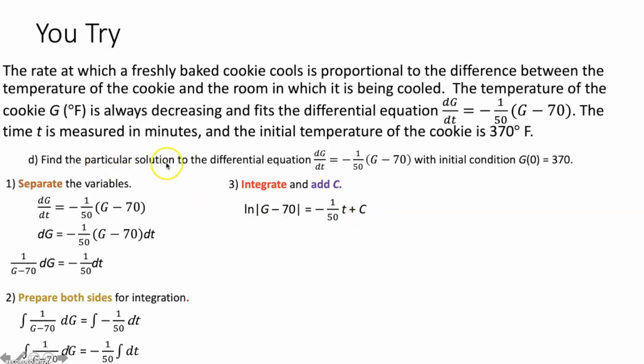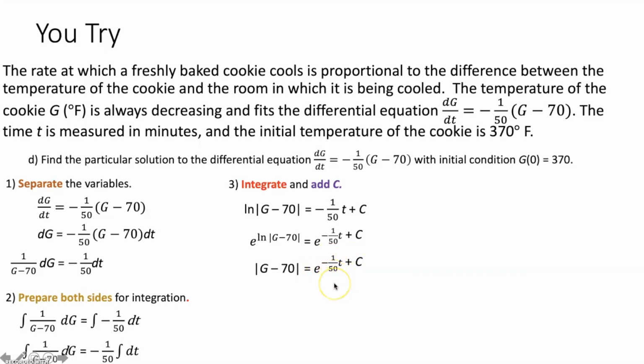Now, we want to find the particular solution, meaning we need to solve for g. So how do we get g by itself? Well, we need to get rid of this natural log. So how do we get rid of a natural log? We take the e of both sides of the equation. On this side, the reason we have e to the ln is because those two things cancel each other out, and we just get the absolute value of g minus 70. On this side, we now have e to the -1/50t plus c.